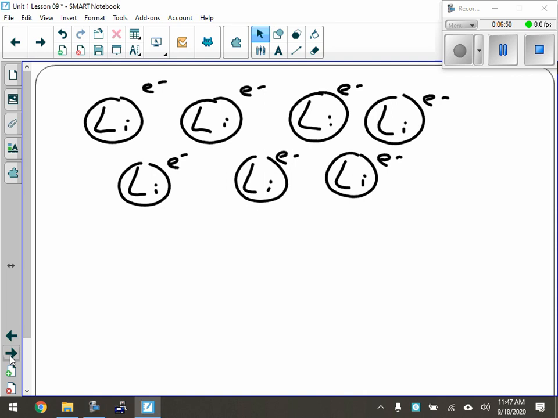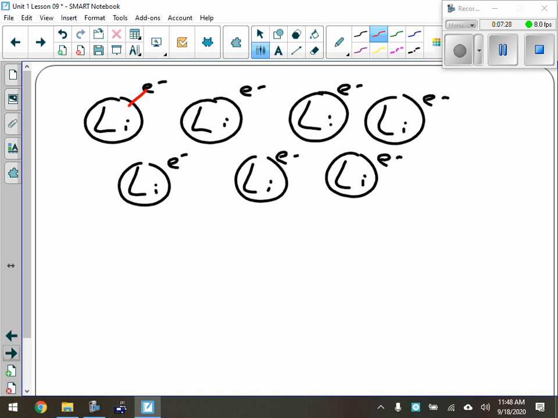Okay, so I drew seven atoms, and of course each one of those atoms has one valence electron. So what happens is lithium is going to let go of that electron. It's basically going to delocalize it. In other words, that electron is not going to belong just to that lithium anymore. It's going to be free to start roaming. So when that electron leaves and is free to roam, what do we end up with? Do we still have lithium atoms? We have lithium ions now, yes?